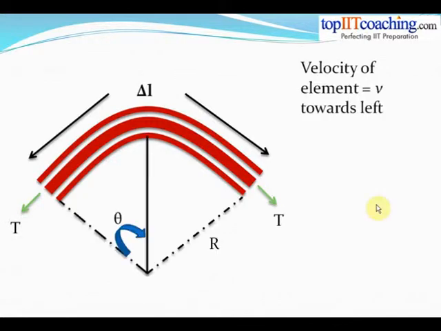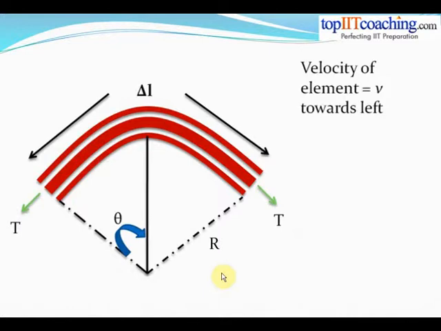Now let's assume that this small string element here is moving on a circular path. If that is so, a centripetal force equal to delta m into v square by r will act towards the center of this circle, where delta m is the mass of the string element. This is because we know that if a body of mass m is travelling on a circular path, then a force equal to mv square by r is exerted towards the center of the circular motion. We can equate delta m into v square by r, the centripetal force because of the motion of the string, to the net downward tension force acting on the string element. When we do that, we can get the value of the string's velocity.